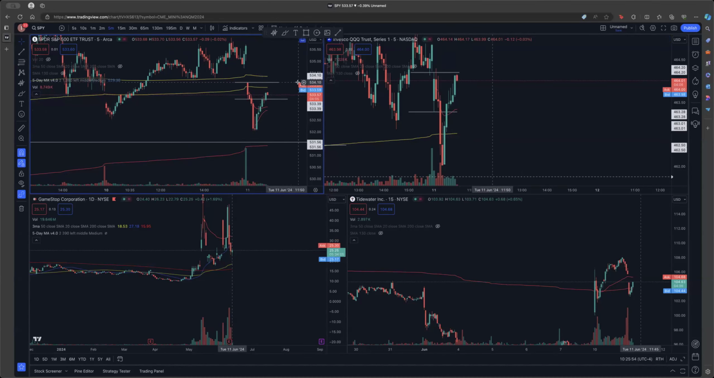Doesn't mean they can't keep going higher. It's just a point of where will you set your stop losses. I'm looking at it from an ES standpoint. Where will you set your stop loss if you open a new position here? And are you going to set your stop losses right here at 532? So you'll be risking $1.60.